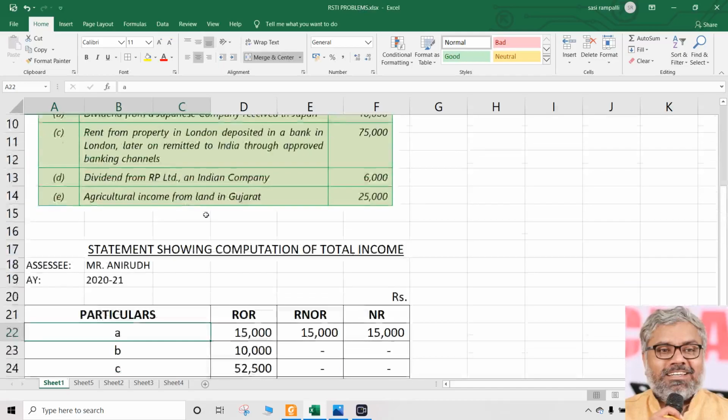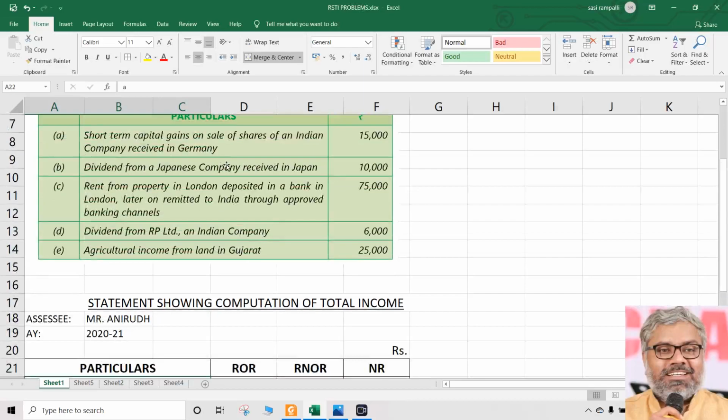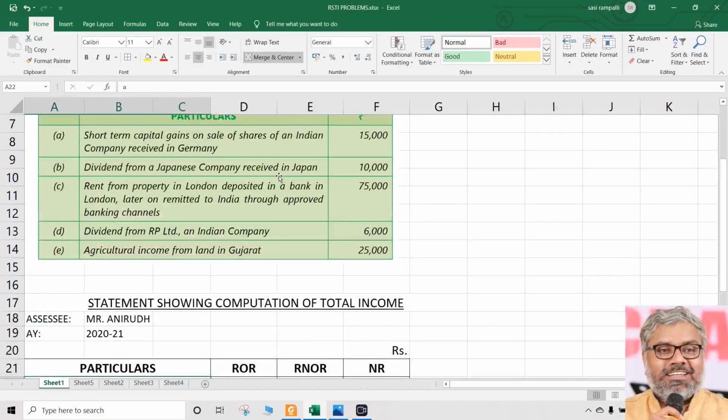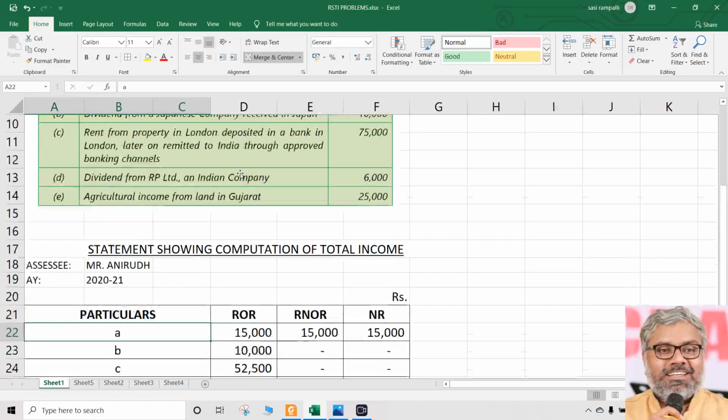Then dividend from a Japanese company received in Japan. No need for a working note because it is received outside India and earned also outside India. It will be taxable only for ROR. If you have time, write it.